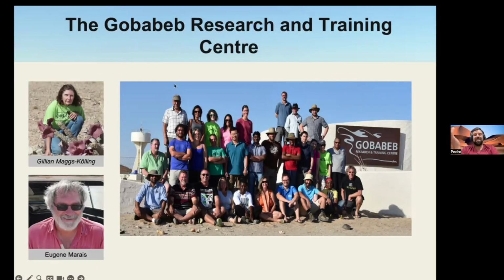Before we actually talk about the science, I would be remiss not to highlight the center that supported us doing all this research, which is the Namib Research and Training Center, and more specifically, two people within the center that were pivotal for research. So these two are Gillian, as you can see on the left, who is director of the center, and then Eugene, who is the scientific director of the center.